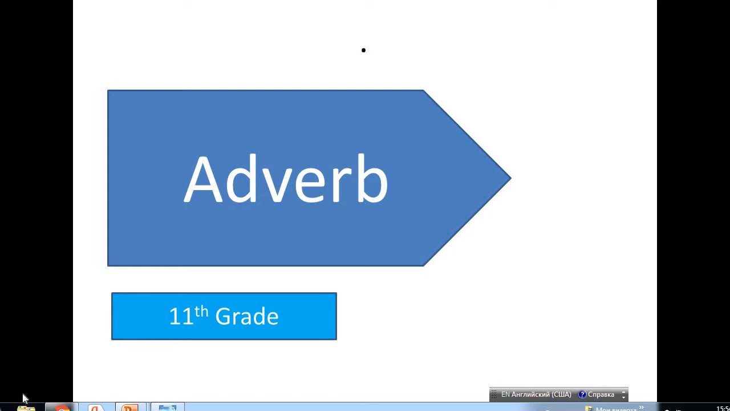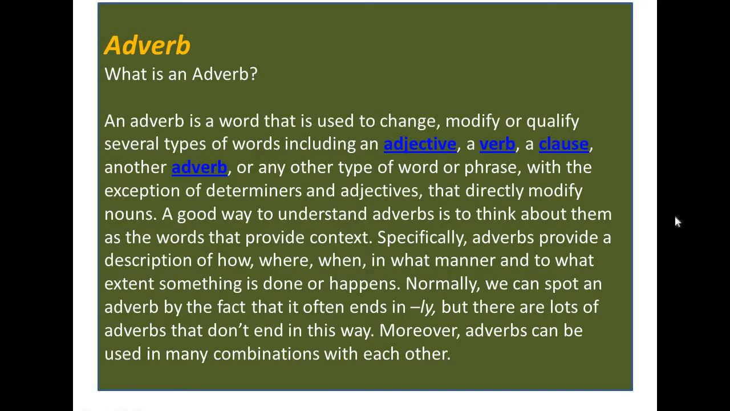Today's topic is adverb. What is adverb? An adverb is a word that is used to change, modify, or qualify several types of words, including an adjective, a verb, a clause, an adverb, or any other type of word or phrase, with the exception of determiners and adjectives that directly modify nouns.